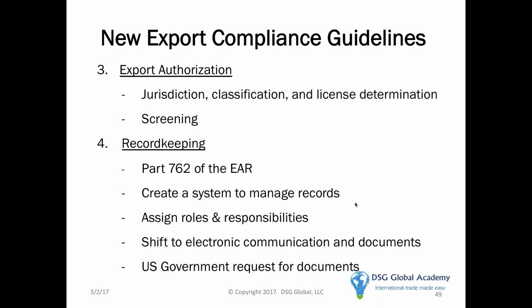For example, shipping, receiving keeps some records of shipment. Finance keeps records of payments. And then, the compliance team keeps records of everything else, like license applications. So assign roles and responsibilities of who keeps what records and have some sort of system of linking everything together. So in case you need different documents for any particular transaction, you can find it.